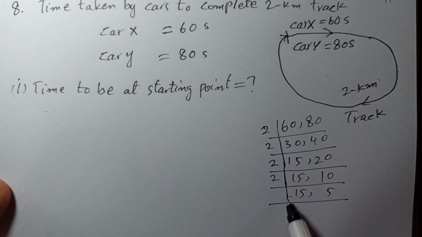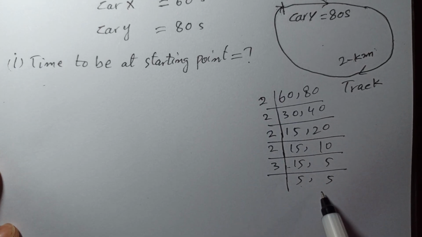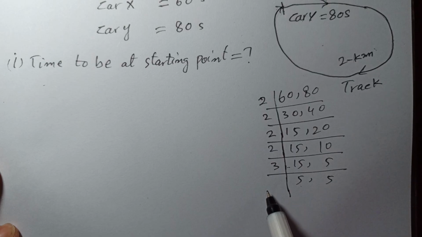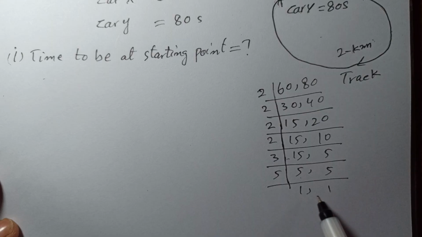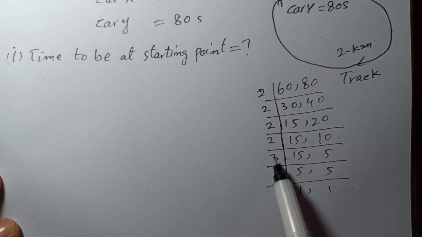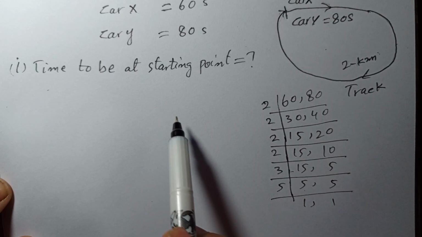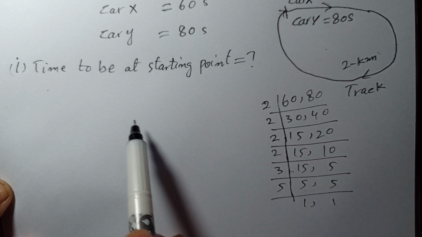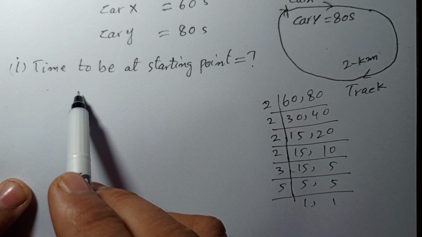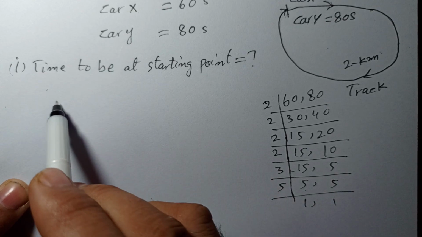Now 15 can be divided by 3, so 3 5s are 15 and 5 here. Now dear student, both of these 5s can be divided by 5, the same prime number. So 5 1s are 5, 5 1s are 5. These are the prime numbers that will give us our LCM, and they will give us the starting point. As we have taken 60 and 80 in seconds, our LCM will be in seconds. The time to be at the starting point will be our LCM.